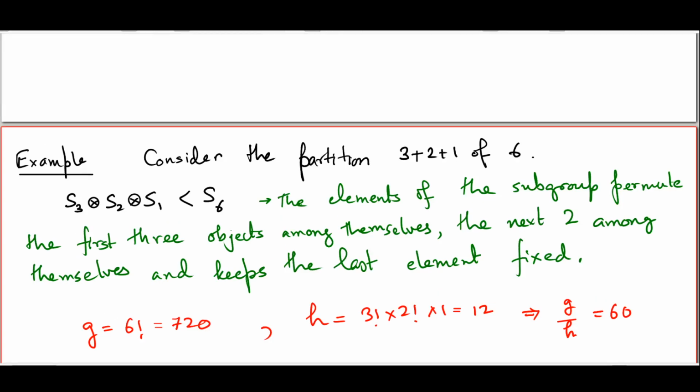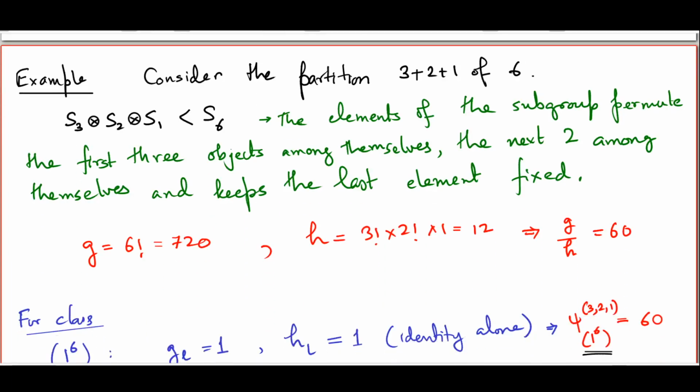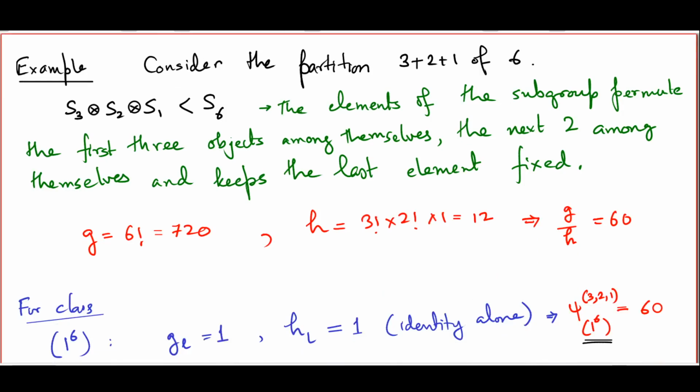The class we will consider here is the simplest of all the classes. The class which has cycle structure 1 to the 6, which means 6 1-cycles. Of course, this means that the only element in this particular class is the identity. None of the elements move, and of course this element definitely survives onto the subgroup H. So here we have very simply GL equals 1 and HL equals 1. So our compound character value for this particular class, G by H into HL by GL, is simply 60, the same as G by H.